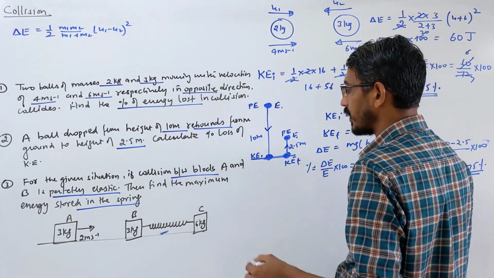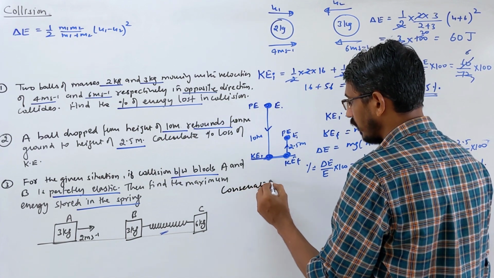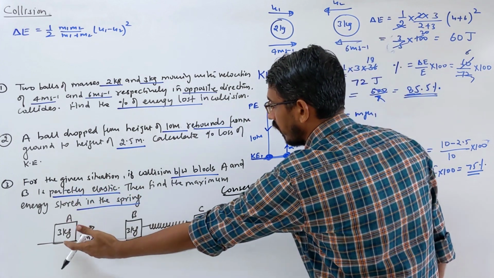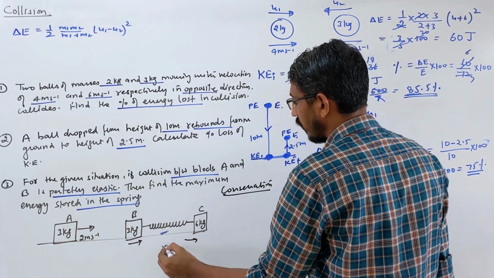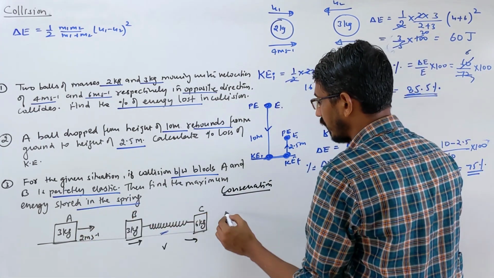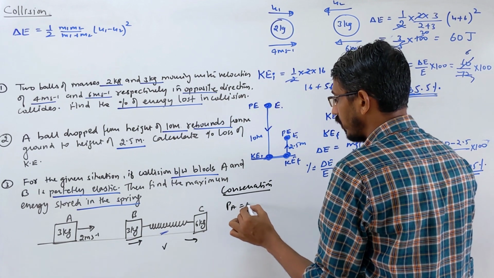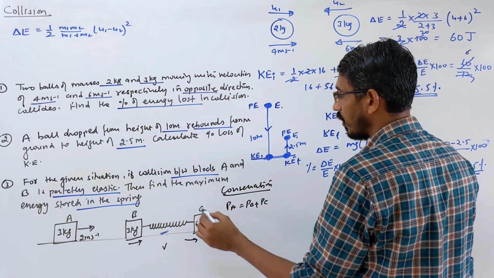So let's first use the conservation of momentum principle. Momentum we are talking about. Let's calculate at what speed they start moving when this ball impacts, what are the velocities of these blocks, V. So writing conservation of momentum, I'm saying momentum of block A should be equal to momentum of block B plus momentum of block C.